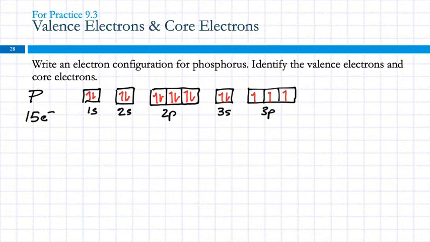How many unpaired electrons are here? 3 unpaired electrons. Okay, so now let's do the electron configuration, because that's what it's really asking. 1s2, 2s2, 2p6, 3s2, and then 3p, how many? 3.